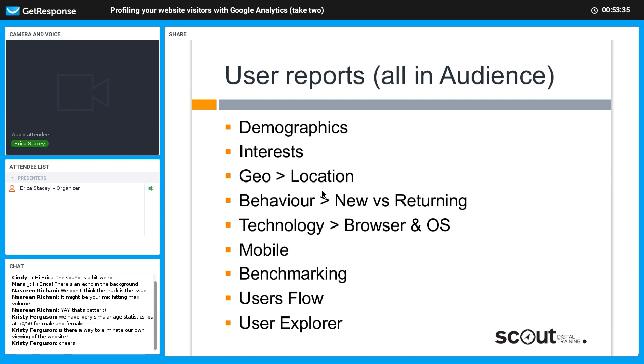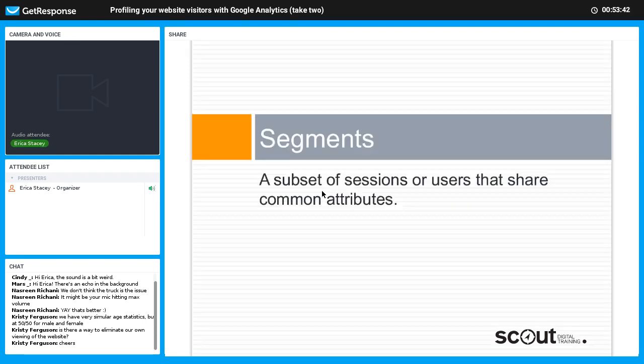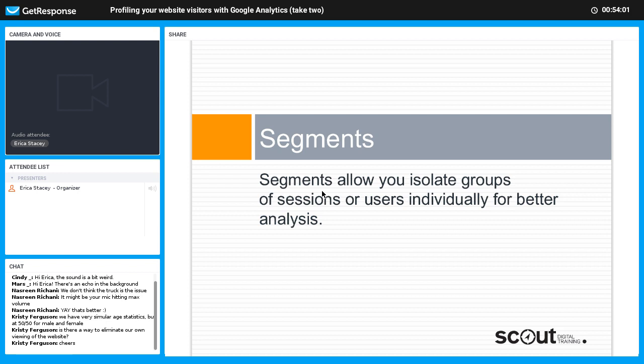Now, another thing we can do to focus in on those ideal users, once we have an understanding of who they are, is make use of segments. Segments are a subset of sessions or users that share common attributes. And that's really what we've been doing. We've been trying to develop an understanding of the common attributes of our ideal website visitors. These segments allow you to isolate sessions or users individually for better analysis.